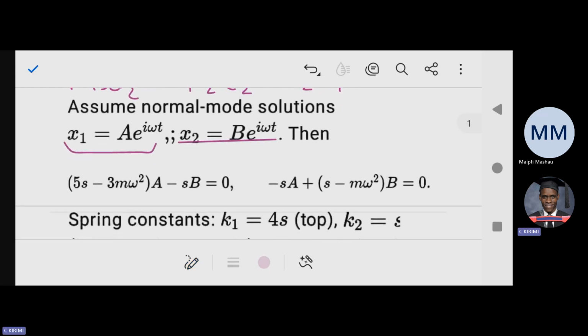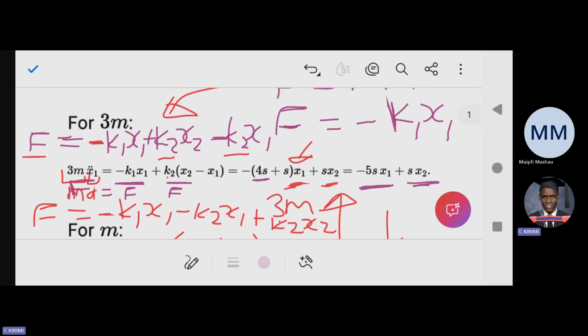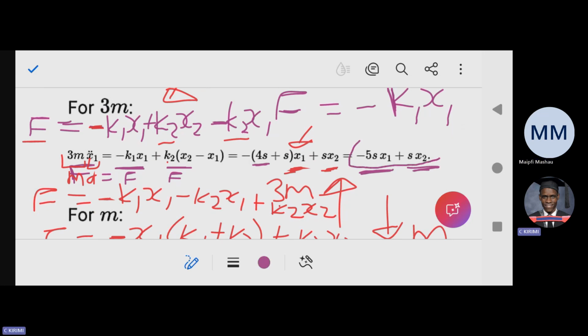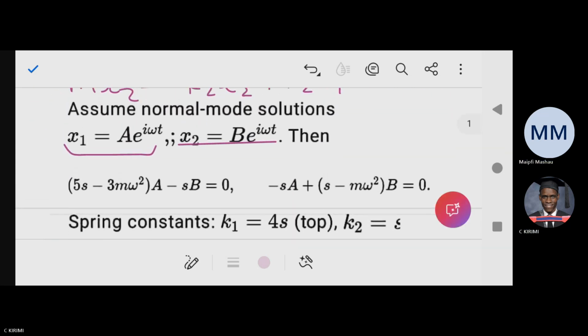Now you replace this equation that we got. Remember, we said on the first one, it was negative 5s x1, this one, which I'm reading here. Negative 5s x1 plus s x2. What is x1 and what is x2? So we are equating all of them to 0. x1, x2, x1, x2. We equate them to 0.